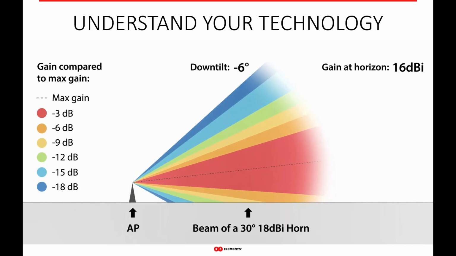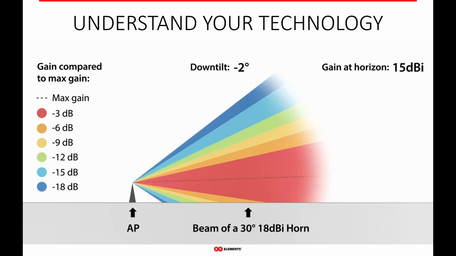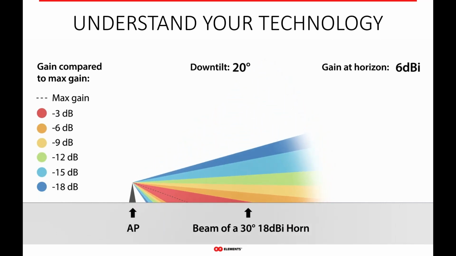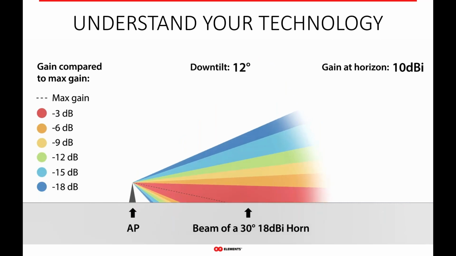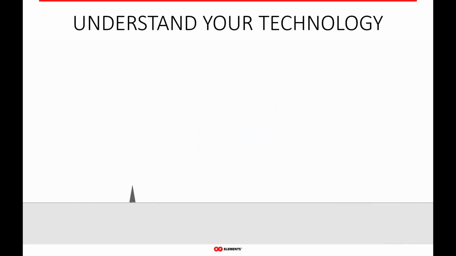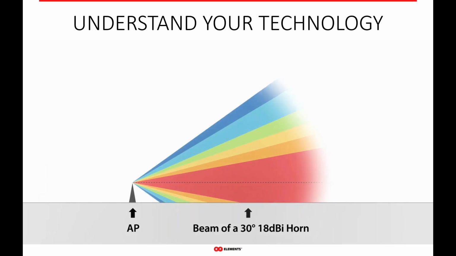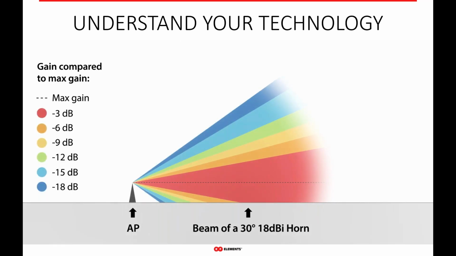So here at 0 degrees of down tilt, you had full gain, right? As you down tilt, up to 20 degrees, or in this case 12 right here, the gain at the horizon is actually only 10 dBi versus the spec of full gain on the boresight of 18 dBi, right? The same happens as you go to the edge.